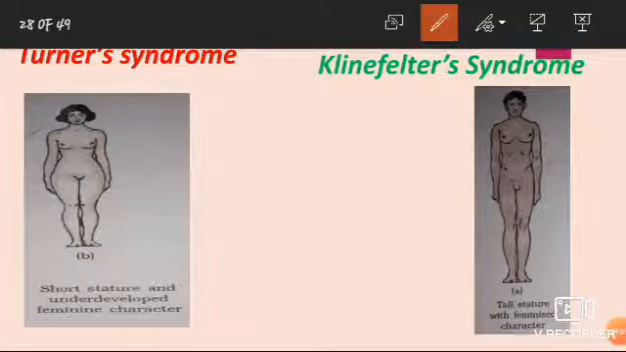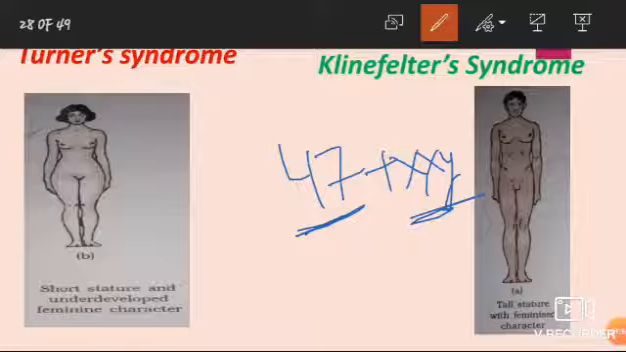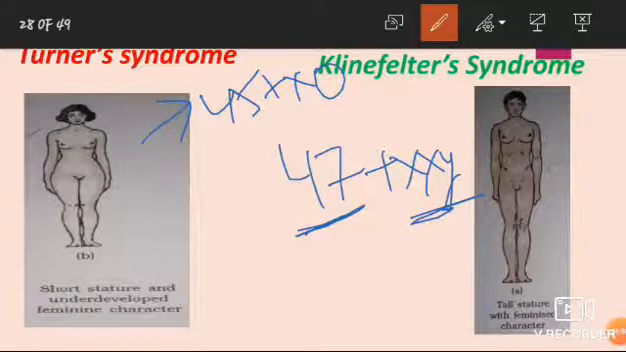Now, Klinefelter syndrome. This syndrome occurs due to the presence of an additional copy of X chromosome. That means 47 plus XXY. That means it is a male. One more chromosome, so the number is 47, and that chromosome which is more in number is X, so the condition is XXY. In Turner syndrome, the condition is 45 plus XO, and in Klinefelter syndrome, 47 plus XXY. This is female, this is male.